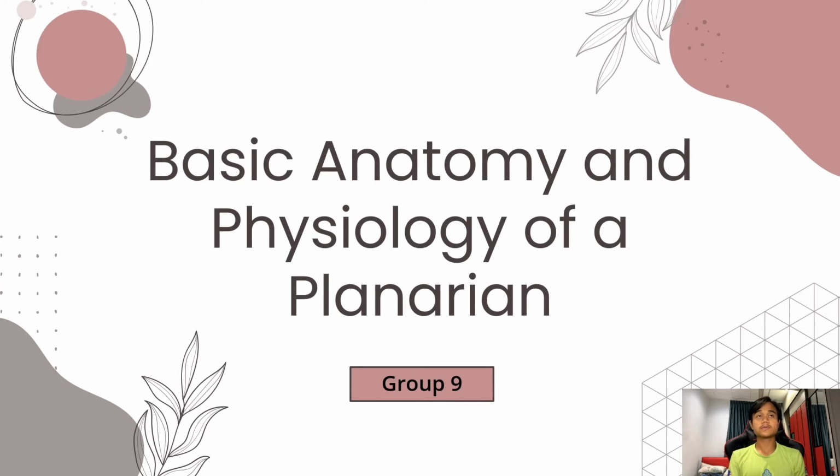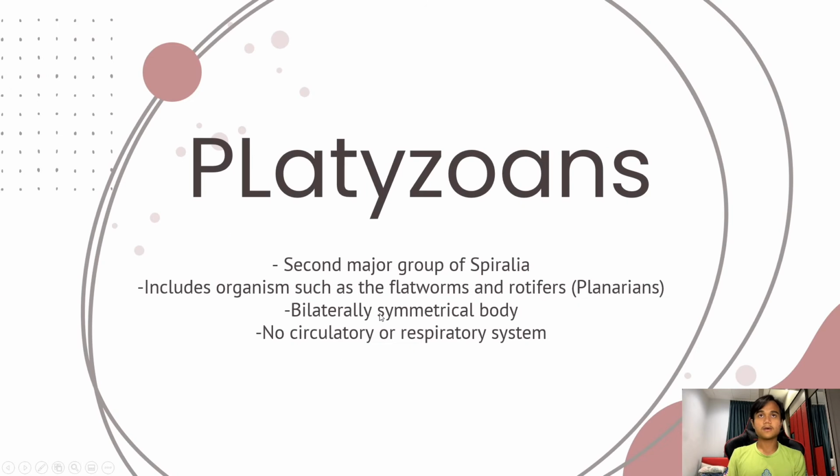So I will continue the presentation on basic anatomy and physiology of a planarian. First, let us look at platyzoans. Platyzoans is the second major group of Spiralia. It includes organisms such as flatworms and rotifers, in which both of these fall under the same group known as planarians. They have a bilaterally symmetrical body and they have no circulatory or respiratory system.